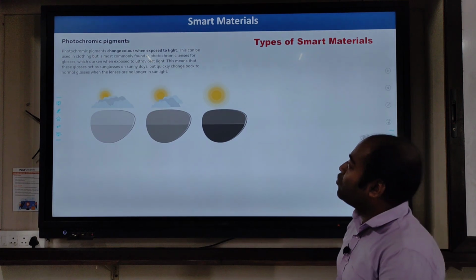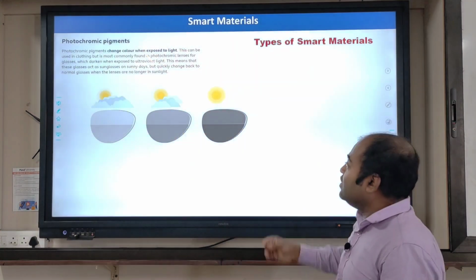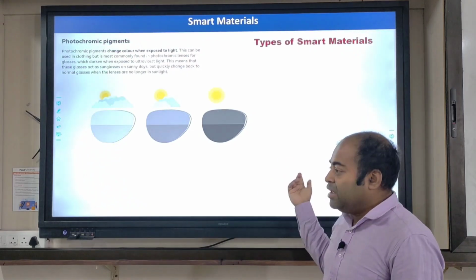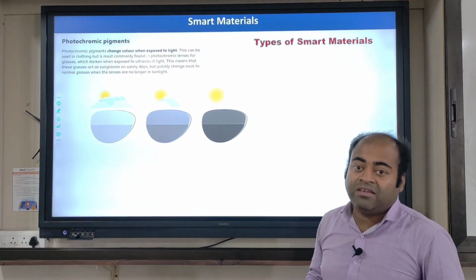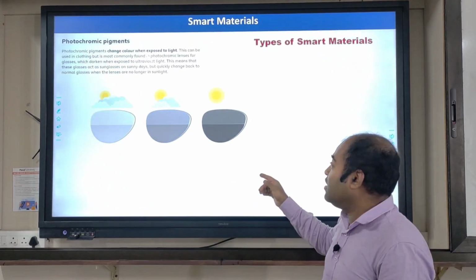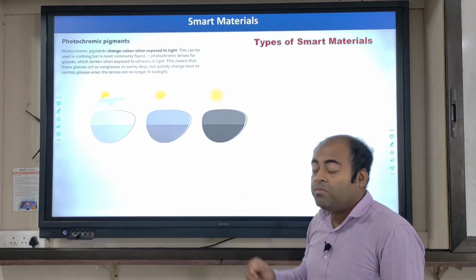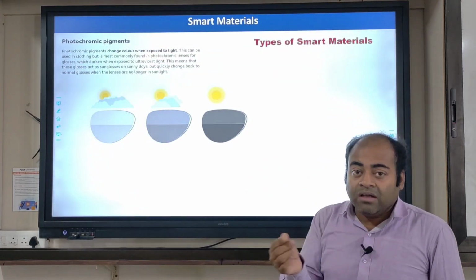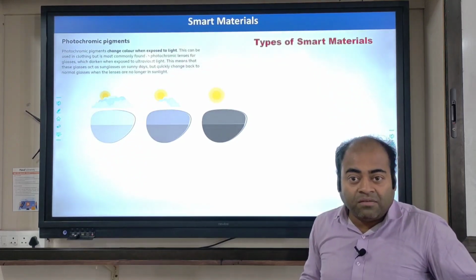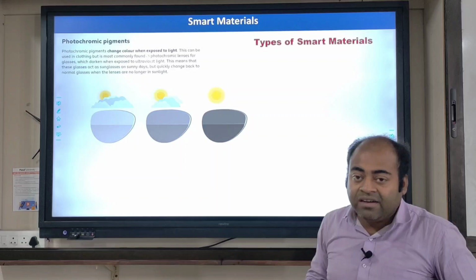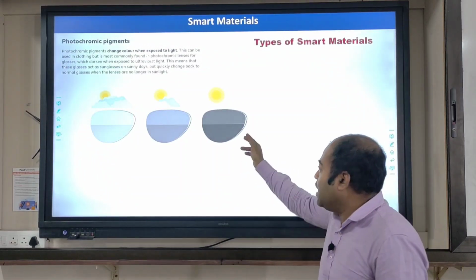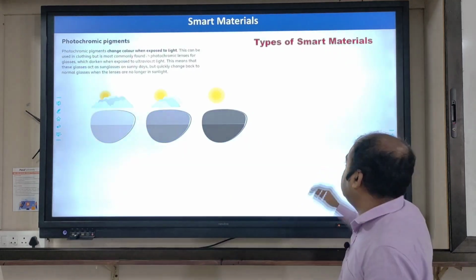Another application of photochromic pigments is day and night glasses. We have seen that in the coffee mug, when the temperature is changed, the color changes, and here, due to a change in the intensity of light, the color can also change. If photochromic pigments are used in the glass of spectacles, then when the outside light is of very high intensity, the glass can turn a darker shade, and thus it can be applied in day and night glasses.